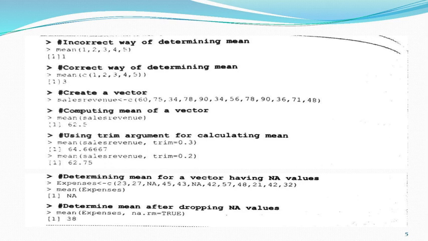A vector named expenses is created for 10 numerical values and 2 missing values. If there are missing values in a vector, the mean function returns NA. To drop the missing values from the calculation, na.rm equal to TRUE is used. Thus, the last command returns the result as 38, which is the mean of 10 numbers existing in the expenses vector.